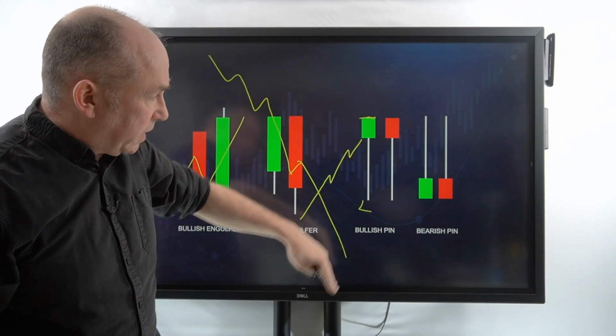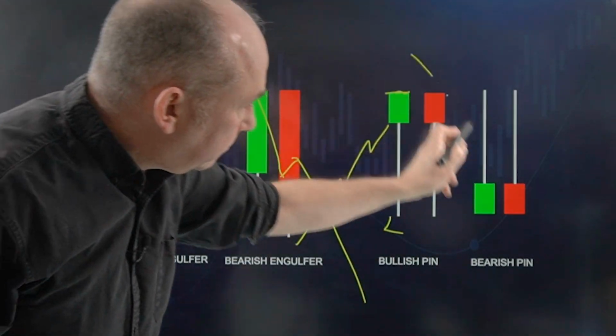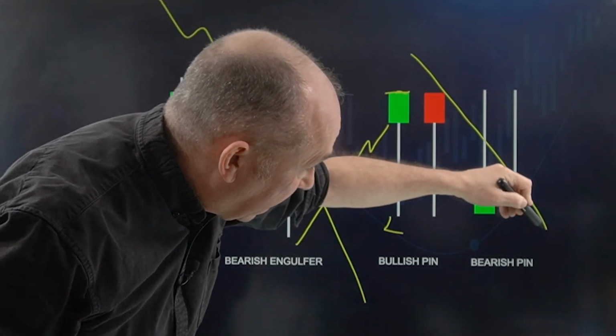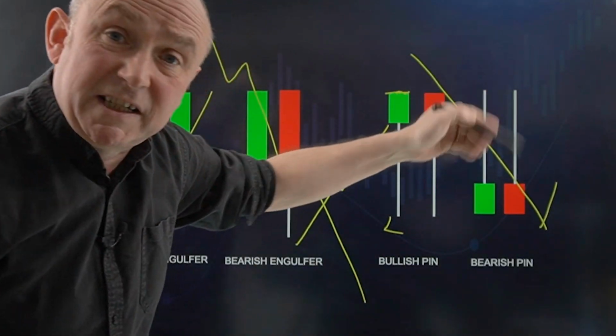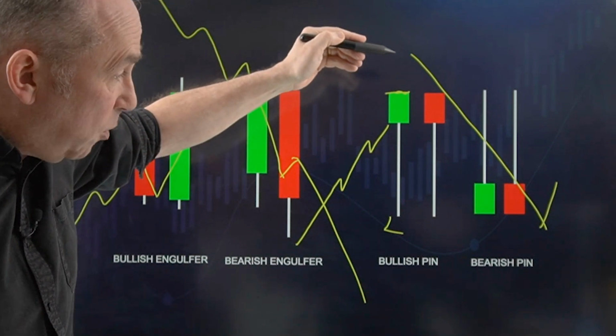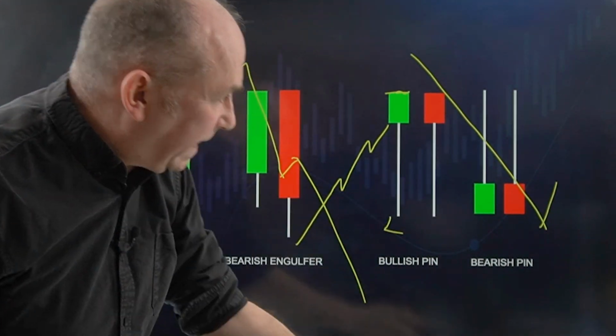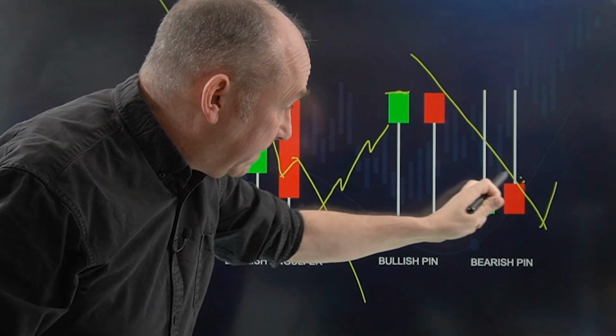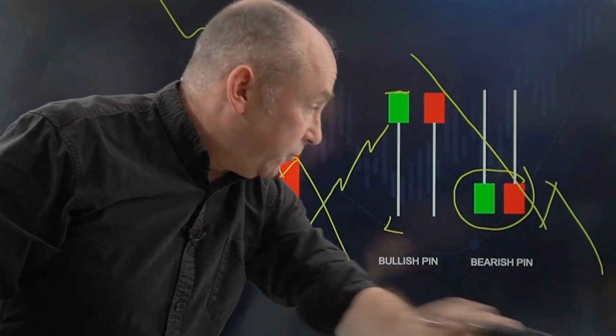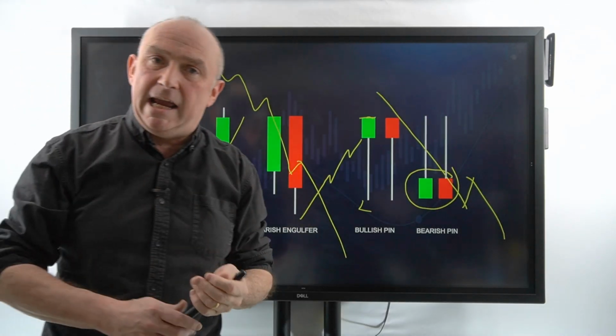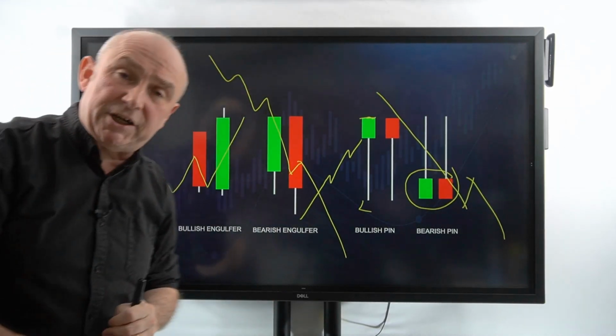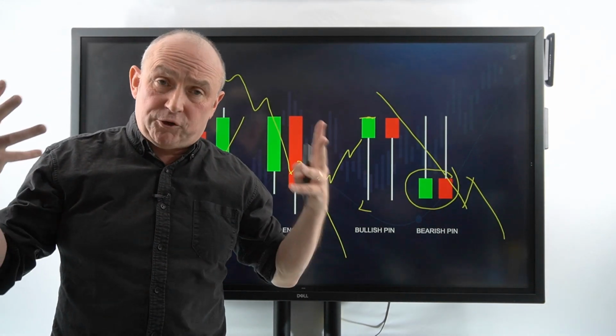So here you've got a downtrending market, and then you have this pin that takes you higher. We don't know if it's going to be a reversal or it's going to be a pullback. Then the price is overpowered again by the sellers, hence the closing price down there for trend continuation down. That is a bearish pin.